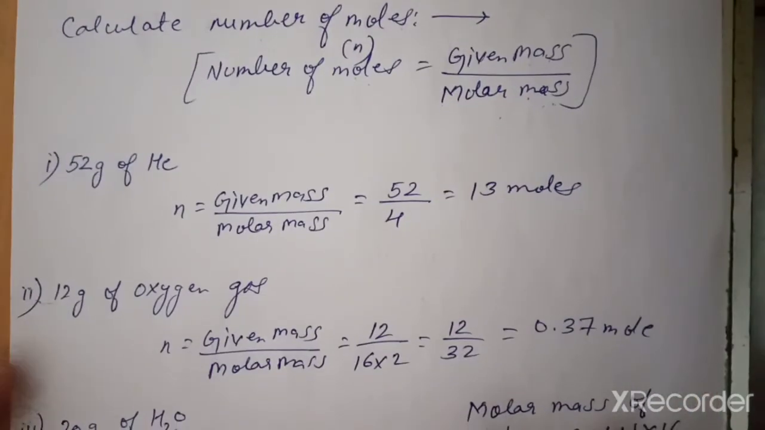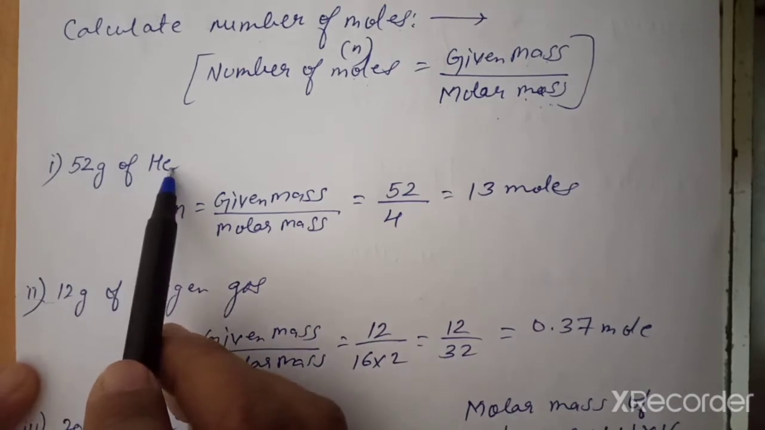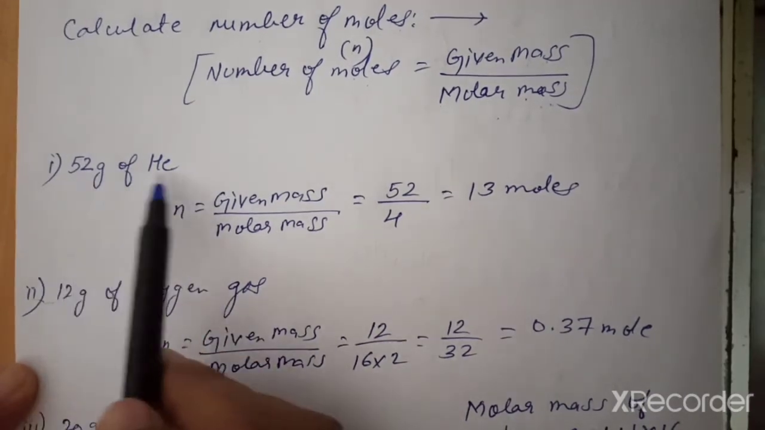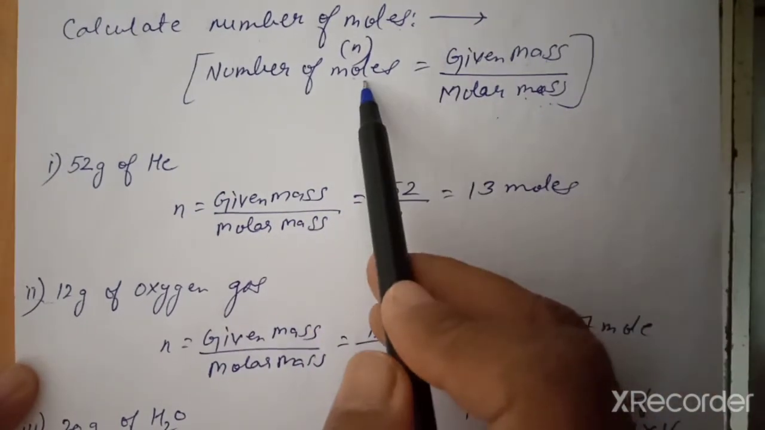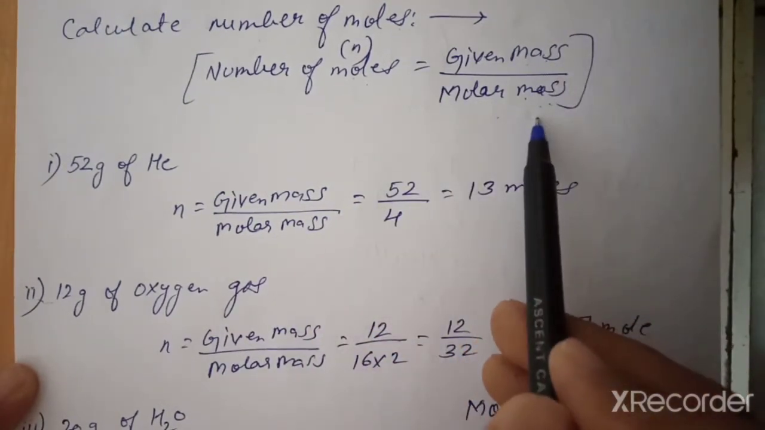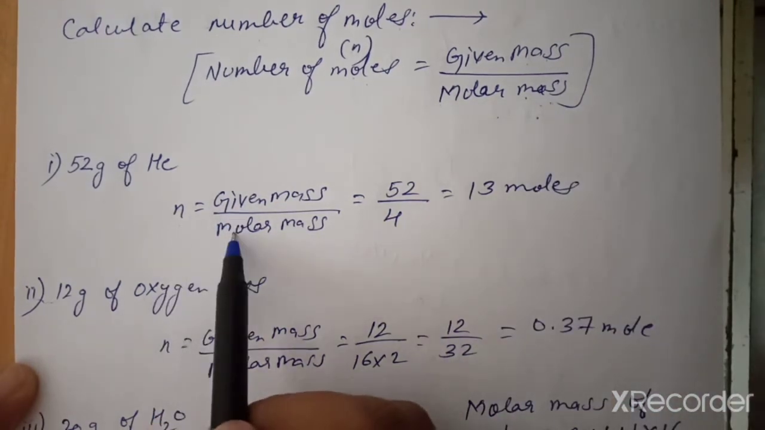First, here we are taking 52 gram of helium. In this 52 gram of helium we have to calculate the number of moles. The formula to calculate the number of moles is given mass divided by the molar mass. So we'll write the formula: given mass divided by molar mass.